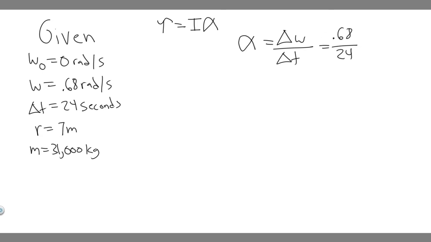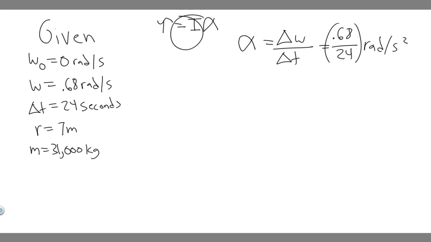Make sure when you do this, it's in radians per second, and then this is in seconds, because notice what angular acceleration is measured in. It's radians per second squared. So just make sure your units line up. I'm just going to leave it in fractional form, but you could multiply it out or divide and then plug it in. So 0.68 divided by 24 radians per second squared. This is your angular acceleration.